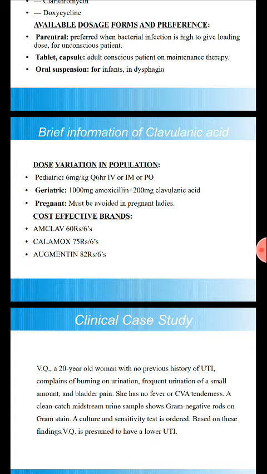There is dose variation in the population. There is a separate dose for pediatric, geriatric, and pregnant women. For the pediatric, the dose is 6 mg per kilogram. For the geriatric, it's 1000 mg amoxicillin and 200 mg clavulanic acid. For the pregnant, it must be avoided. We do not give it to pregnant women.